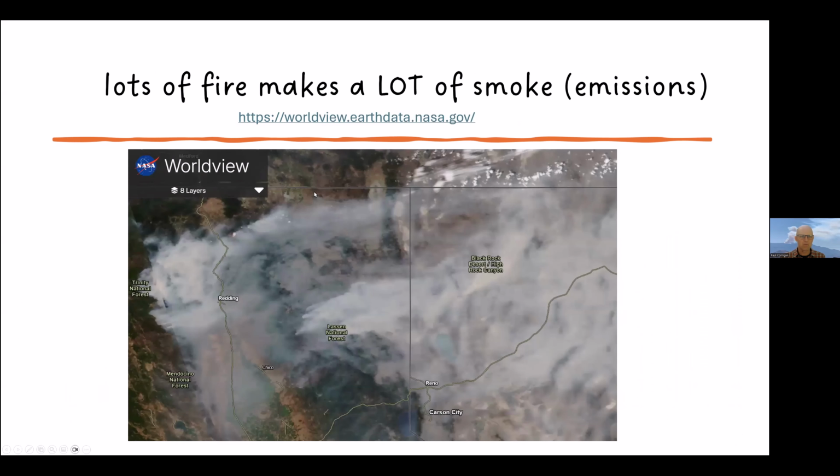So the second point I'd make is that lots of fire makes a lot of smoke. I believe this is 2021 when the Dixie Fire and a number of other fires in Northern California were sending a lot of smoke, and even fires in Nevada were sending a lot of smoke across the country. And you don't have to look very hard if you look at Worldview during the summer months over the past 20 years to find images that look like this.